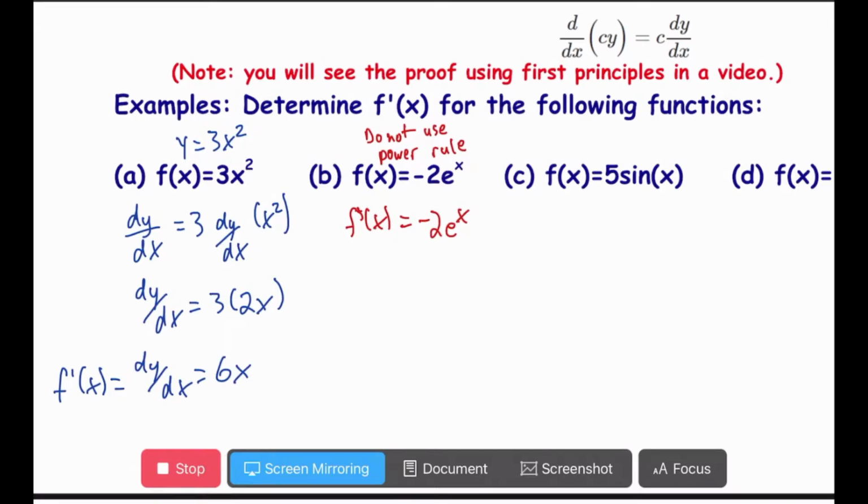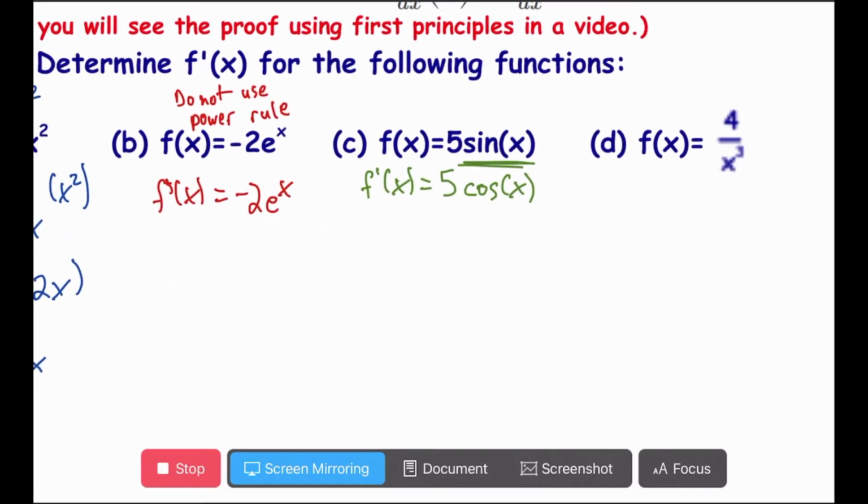Let's take a look at c: f of x equals 5 times sine x. Once again, for f prime of x, that 5 is going to remain, and I'm just finding the derivative of this chunk right here. The derivative of sine x is cosine x, as you hopefully recall.